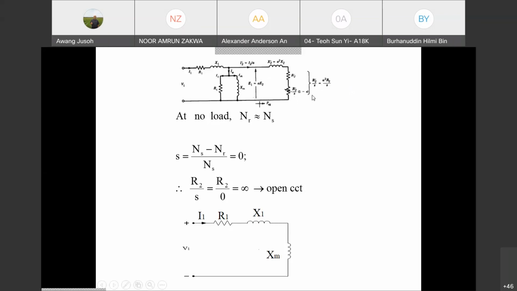Infinity means very high impedance. So high impedance means the system becomes an open circuit. Open circuit means high impedance. Current cannot flow. High impedance means the current cannot flow. So the circuit looks like open. That means the right branch becomes an open circuit.